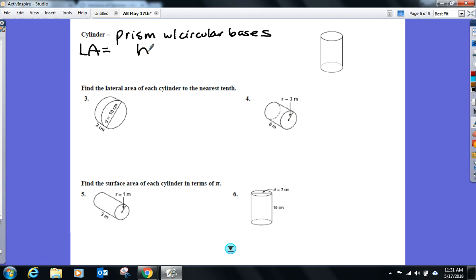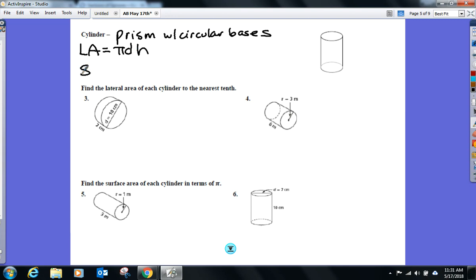So something times height. Here's the tough part. Everyone ready? This part up here. This distance right here. What did it represent? Circumference. Nice. Area formula for circumference back in the day. You just found the lateral area of a cylinder. Pi dh. Circumference, height. Okay, there's the lateral area.